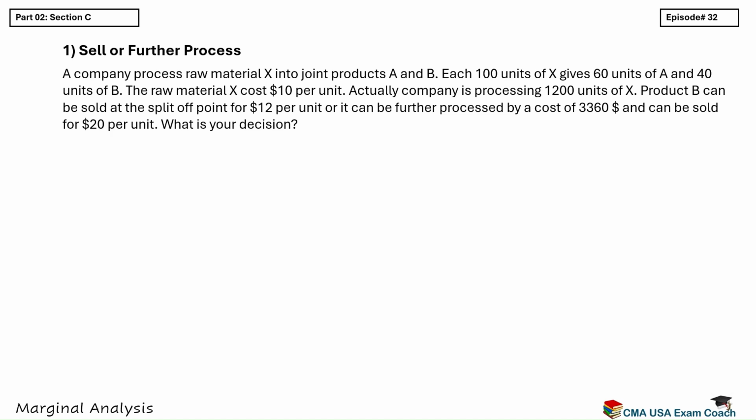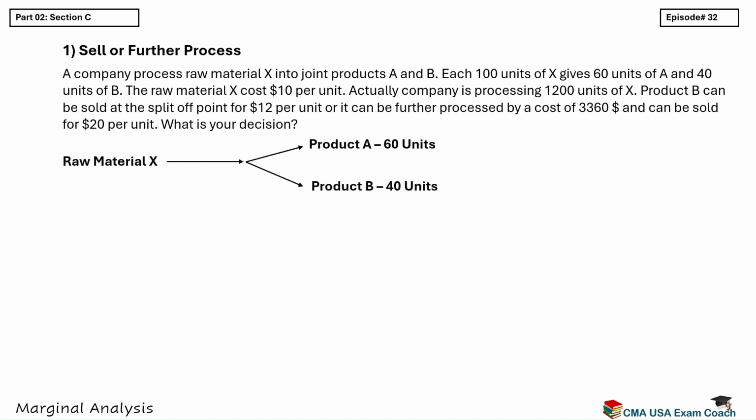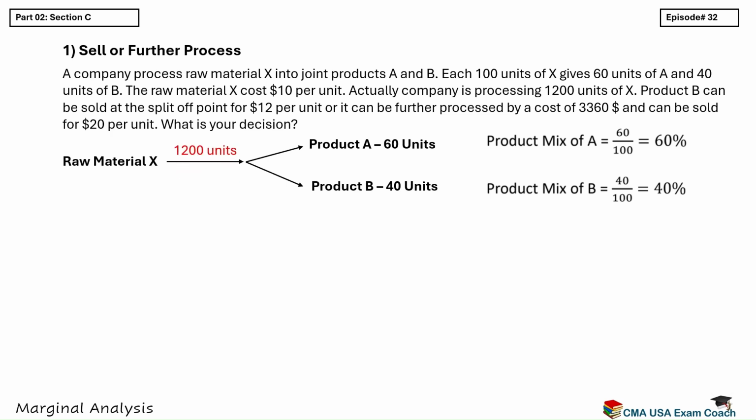Let's now understand the full concept with a practical example. We have a company that processes raw material X into two joint products, Product A and Product B. For every 100 units of raw material X, we get 60 units of Product A and 40 units of Product B. That means the product mix is 60% for A, 40% for B. Now, the company is currently processing 1,200 units of raw material X. Let's first calculate how much of Product B we are going to get. 40% of 1,200 equals 480 units of Product B.